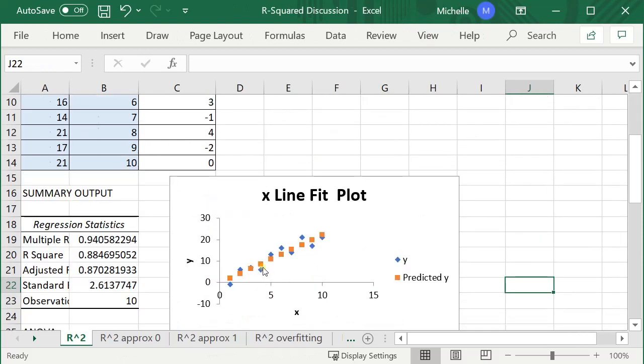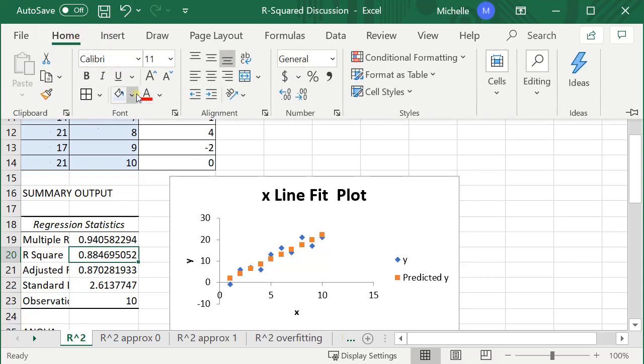All right, so let's look at this line fit plot. We see these little blue dots are x and y. These are our observed values of x and y. And the predicted y, we see it's doing a pretty good job. This is a good fit model, right? And here's our r squared value.